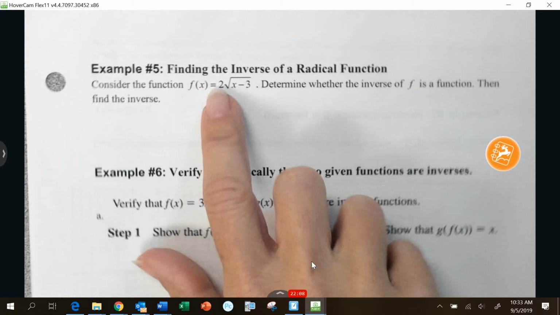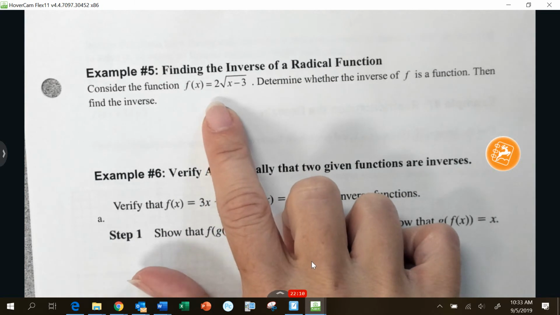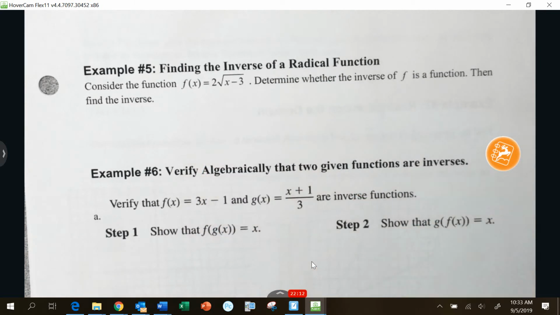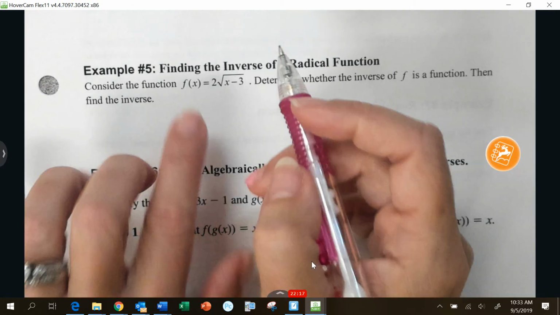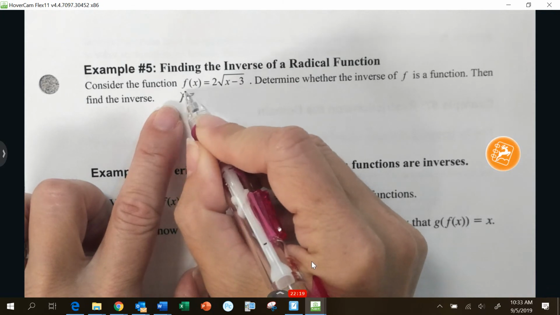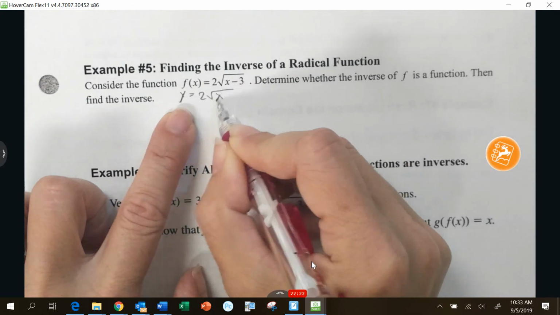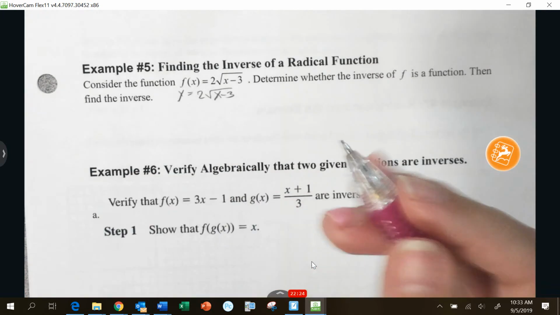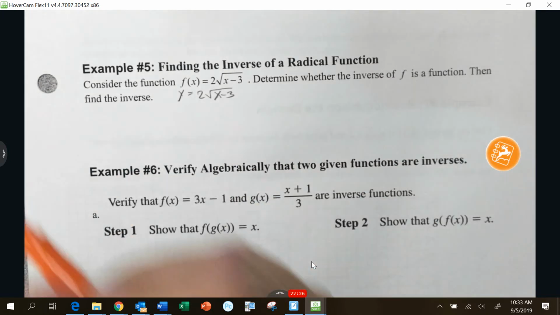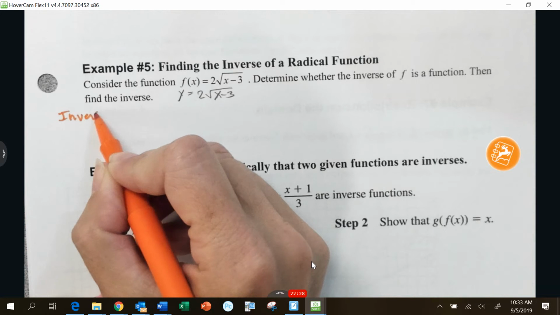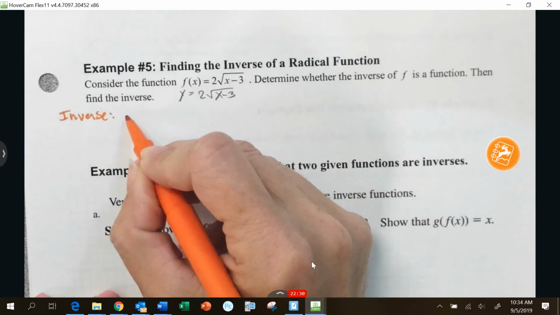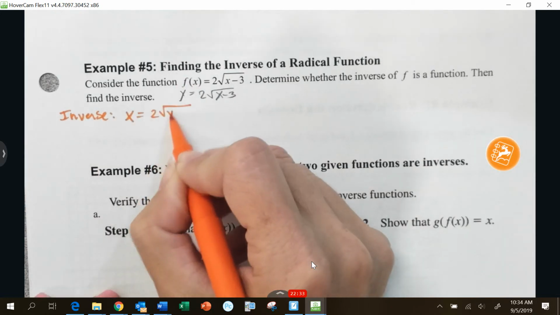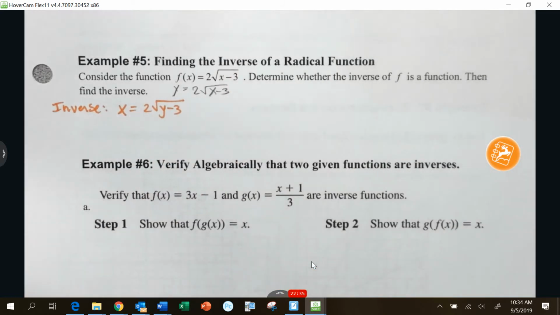So we're going to consider this function, and we're going to determine whether the inverse is a function, and we're also going to find the inverse. So we're going to find the inverse first. To find the inverse, you're going to make f of x y. And then we're going to switch x and y. So here's my inverse. Switch x and y. X equals 2 square root y minus 3. Done. Found the inverse. But now we are going to solve for y.